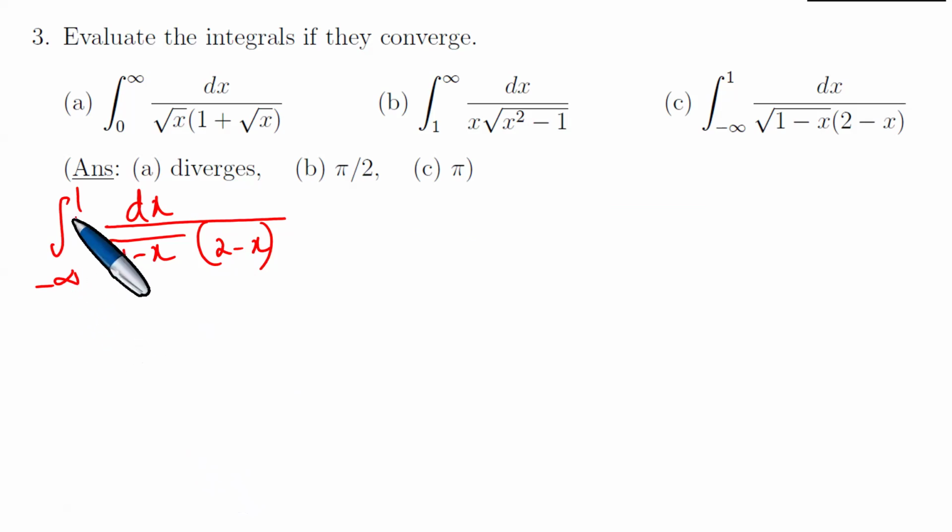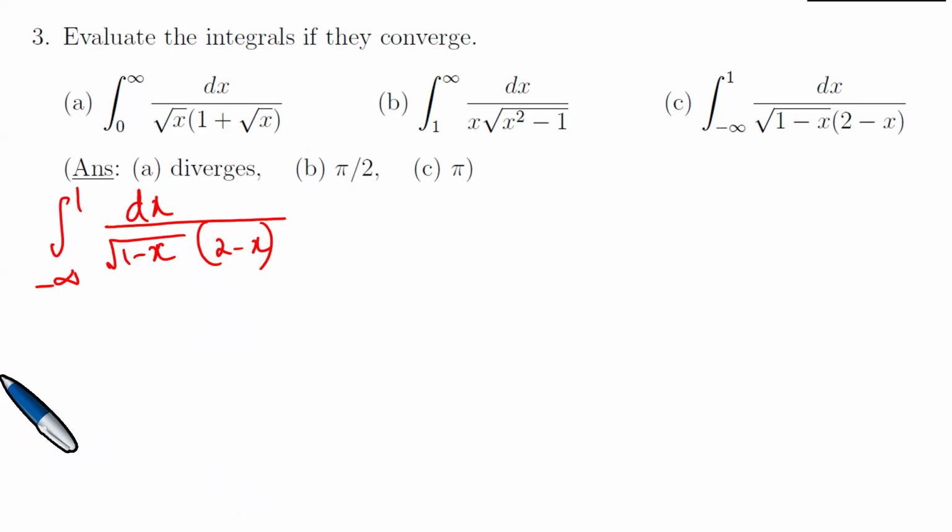There are two problems. One is at 1, because if you put the number 1 here, it's going to be 1 minus 1. The denominator becomes 0. So there's a problem at 1, but there's a problem at infinity also. So you must use the one unit rule.